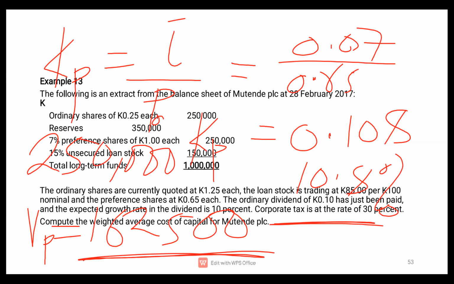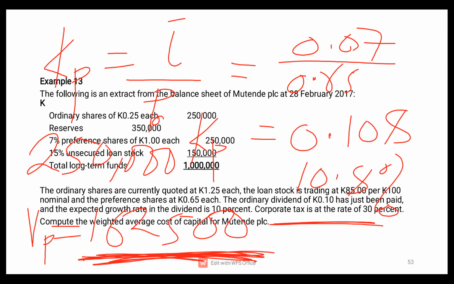So 162,500. There are 250,000 preference shares times the trading value. Each one of them is trading at 65 ngwe. So multiply that, you get the current market value, 162,500 kwacha. That's the value of the preference shares. Very important. Keep the value of the preference shares in the head.